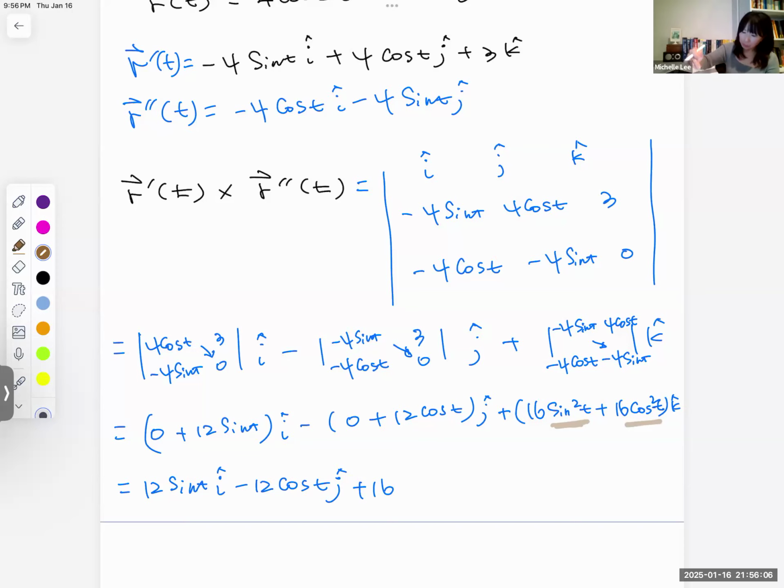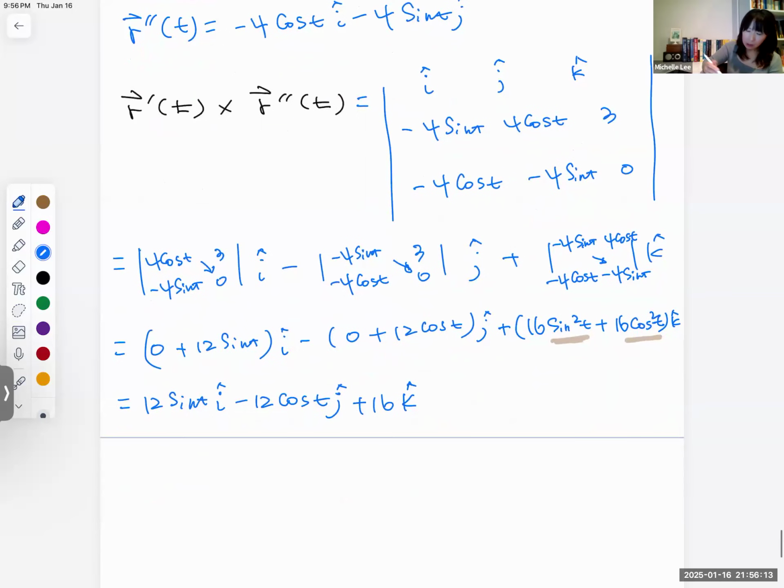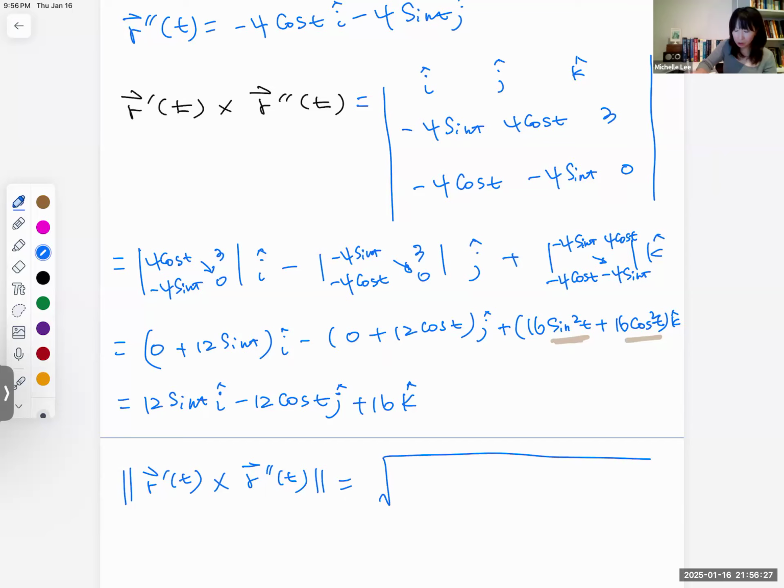Okay, now K hat. That's the cross product. Now we have to do the magnitude. So the magnitude of r prime of t cross r second prime: square root of (12 sine t) squared plus (negative 12 cosine t) squared plus 16 squared.